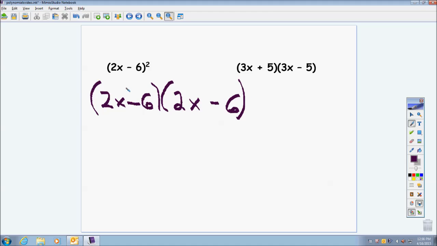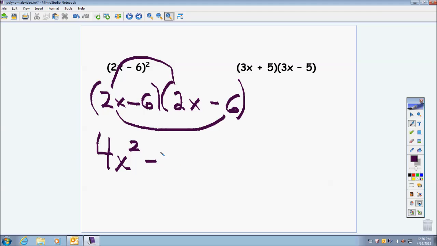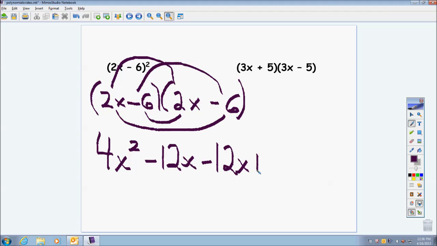Now, FOIL. So what you're going to get now is 2x times 2x, which is 4x squared. And by the way, I don't know if you noticed this, but this is cloned. Same thing. 2x minus 6, 2x minus 6. 4x squared. Now, the outer 2x times negative 6 is negative 12x. But here's the thing, folks. You're going to get the same thing in the middle. Also a negative 12x. What happens is it clones. It doubles. And then your last term, you've got negative 6 times negative 6, which is positive 36.